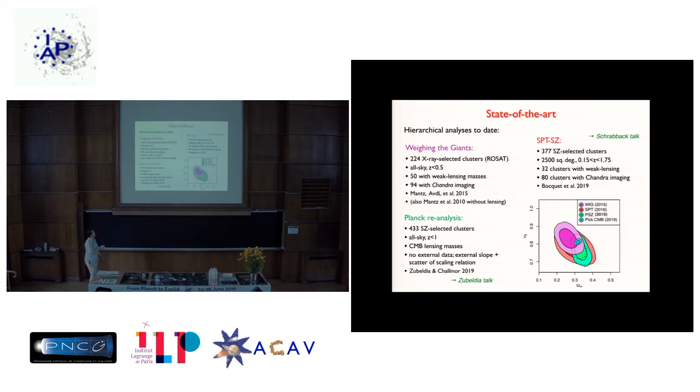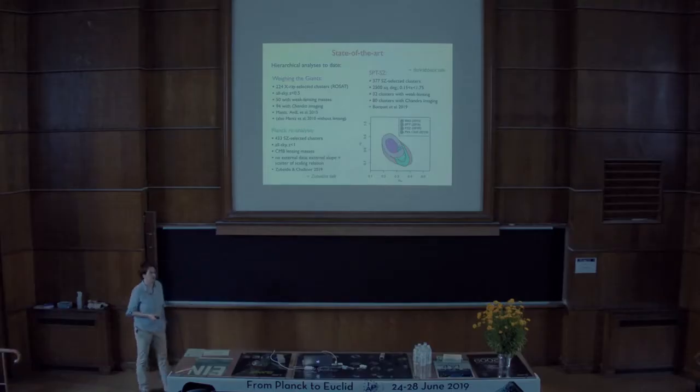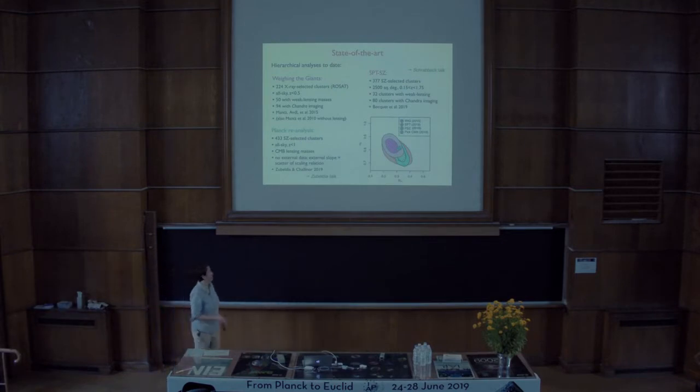Recently, we've also seen a very similar analysis done with the SPT-SZ clusters, and Tim Schrabback is going to talk about that. And now something similar has also been done for the Planck clusters. I think we're going to hear a flash talk by Zubeldia. This is similar but not quite the same because it doesn't use the low scatter mass proxies. That is, it still uses external data to kind of fix the scatter and to put an informative prior on the slope. However, all three of these, you'll see, are actually in good agreement with Planck CMB.